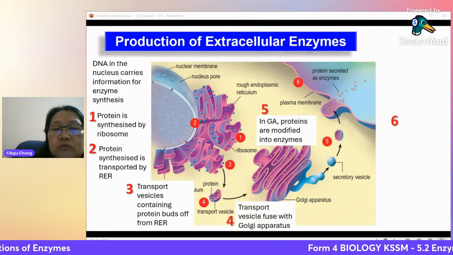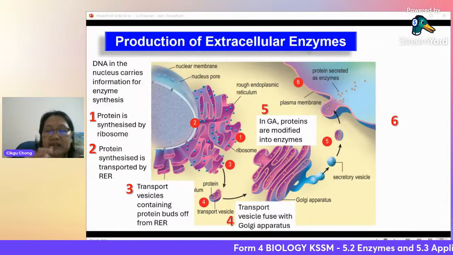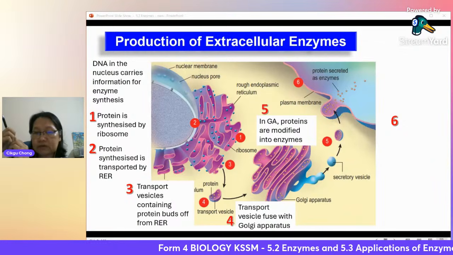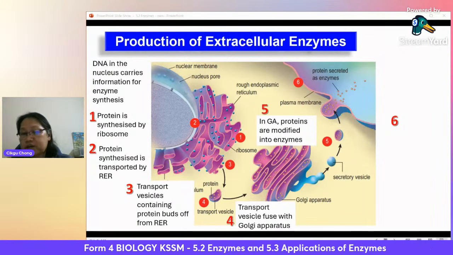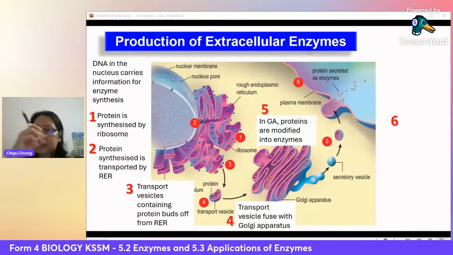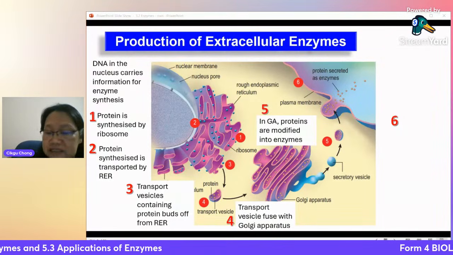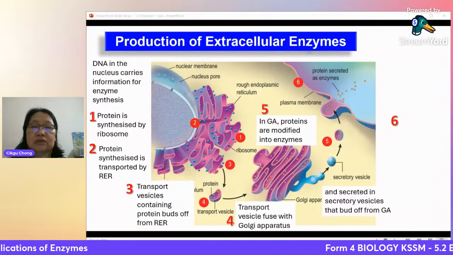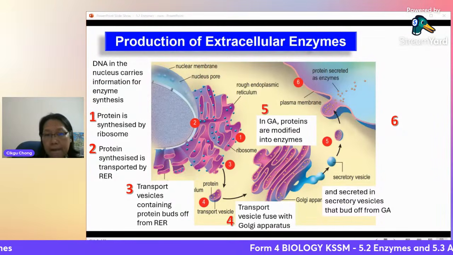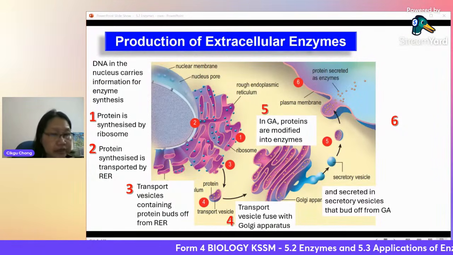So this is going to move to the edge. At the edge here, it's going to bud off a little bit. It's going to pinch off, like you're playing plasticine, I just pinch off a little bit. You get another vesicle, now you call it secretory vesicle. You don't call it transport. Transport is before your Golgi apparatus.